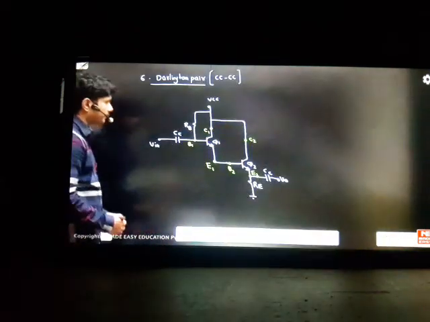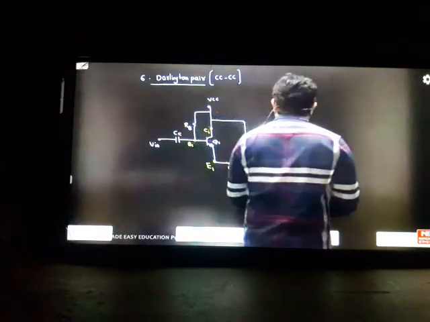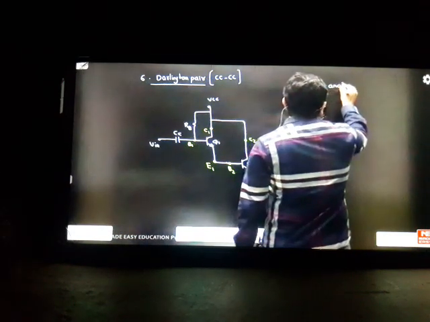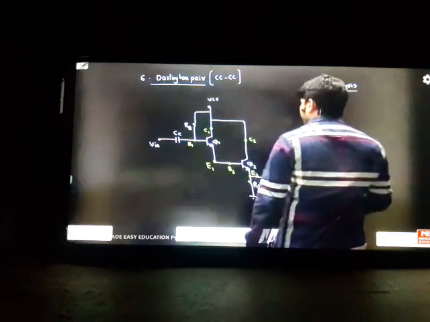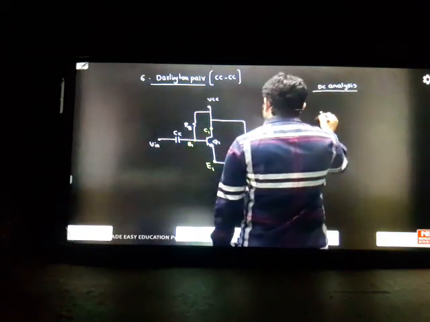Okay, this is called Darlington pair. Now let us apply the DC analysis for this. I'm doing DC analysis. If you apply DC analysis, the circuit looks like this.